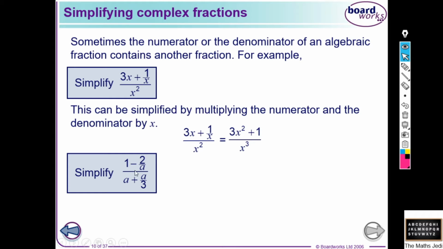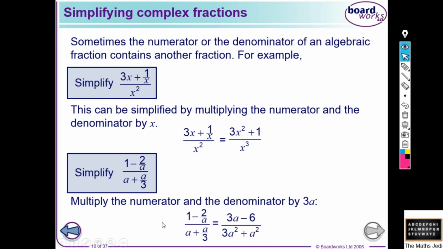When you get more complicated examples, it's just worth noting that you can start to look at things that you can simplify a bit easier. So here on the top you can see they've got an a as a denominator, and on the bottom they've got a 3 as a denominator. So there's things that they can do by multiplying by 3a. So they've multiplied all of the things on the top by 3a, and all of the things on the bottom by 3a, and you get to a fairly easy form that you can simplify quite quickly.